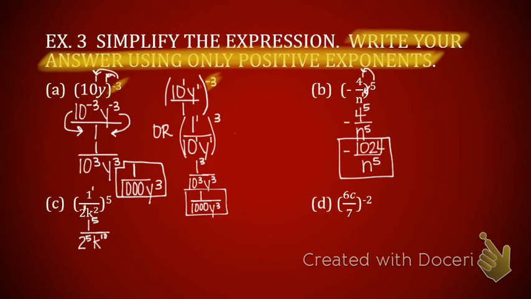K to the 10th. Remember, the power of the power rule says we multiply the exponents. So that's what we're doing. All right? What is 1 to the 5th power? 1. What is 2 to the 5th power? 32. And then, of course, we keep the K to the 10th. We have no negative exponents, so that is our final answer.